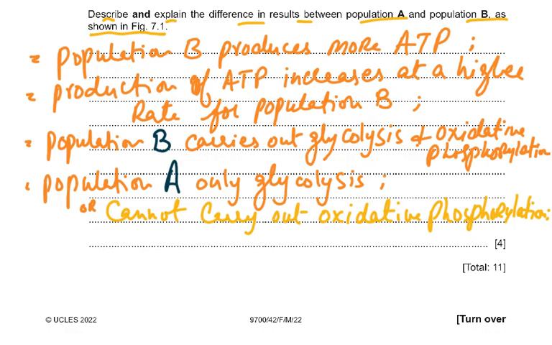So the wording would be: population B produces more ATP, production of ATP increases at a higher rate for population B. Then population B carries out glycolysis and oxidative phosphorylation because it had mitochondria. So it will carry out both processes, glycolysis and oxidative phosphorylation. While population A has no mitochondria, so it can only carry out glycolysis because cytoplasm is present. So glycolysis takes place in the cytoplasm. Or you could have said it cannot carry out oxidative phosphorylation.